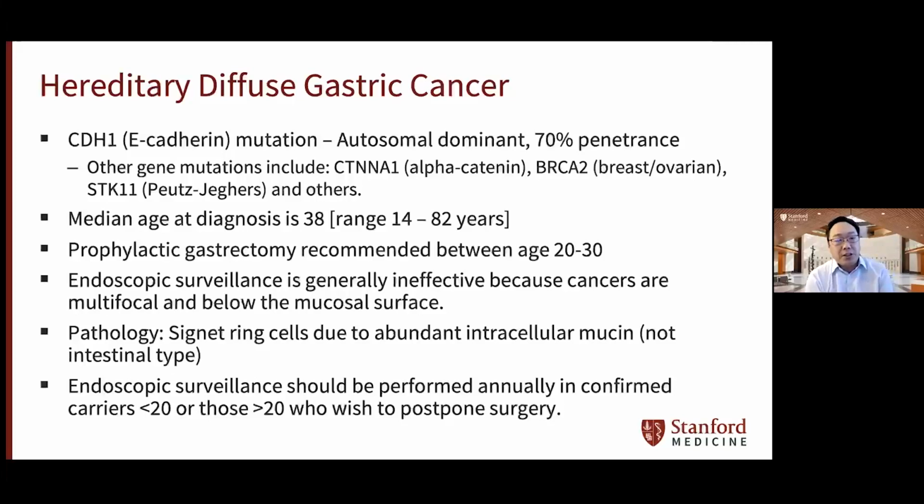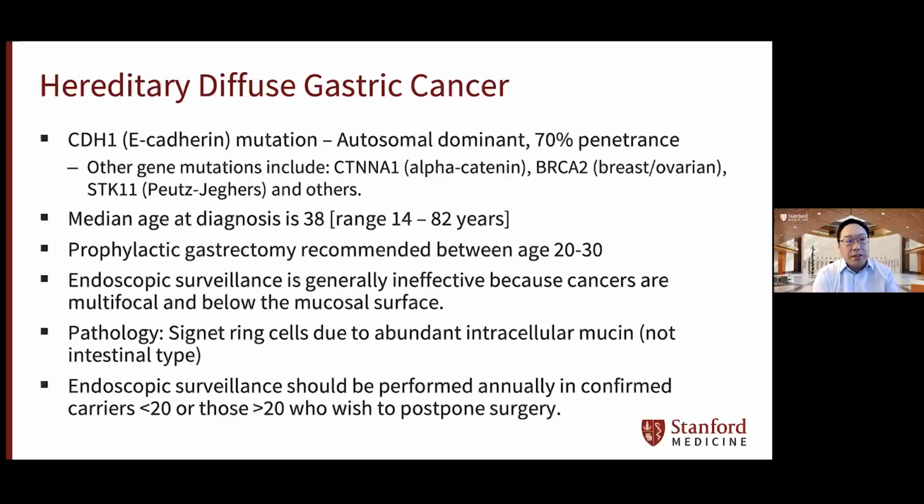There are other gene mutations that are also part of the hereditary diffuse gastric cancer group, and they include CTNNA1, which is alpha-catenin, BRCA2, which is associated with breast and ovarian cancer, and then STK11, which is associated with Peutz-Jeghers. There are other more minor ones, but obviously the major one is CDH1. This almost always shows up on the boards. So definitely know about CDH1, the E-cadherin mutation, and that the recommendation is for prophylactic gastrectomy at the age of 20 to 30.